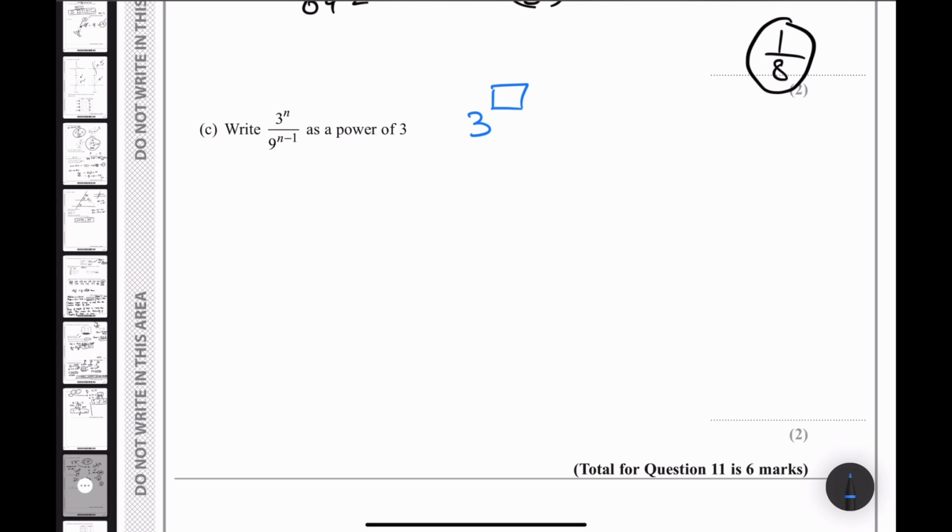So I'll write it as 3 to the power of n divided by, for 9 I will write it as 3 square, because 3 square is 9. So 3 square to the power of n minus 1. Now it will become 3 to the power of n divided by 3 to the power of 2n minus 2. Why? Because this 2 will be multiplied with both n and negative 1. So it will become 3 to the power of 2n minus 2.